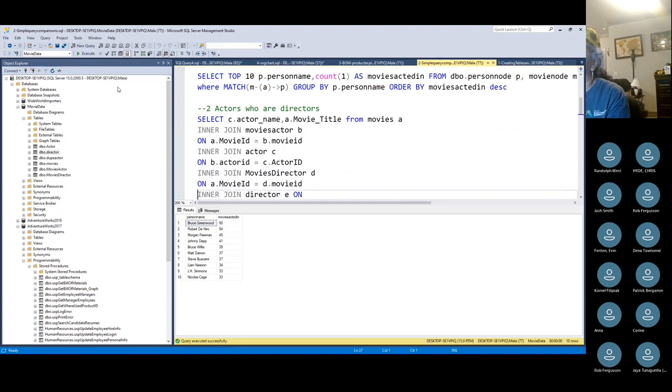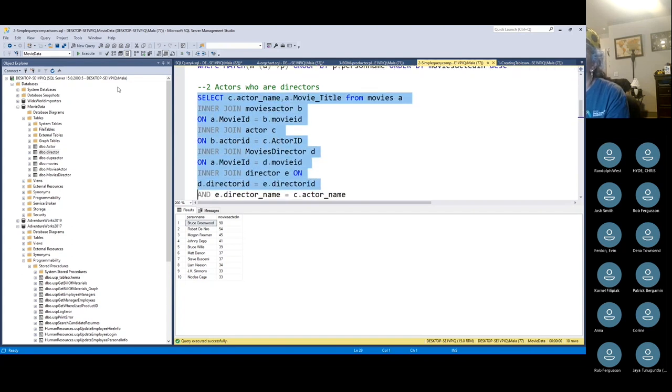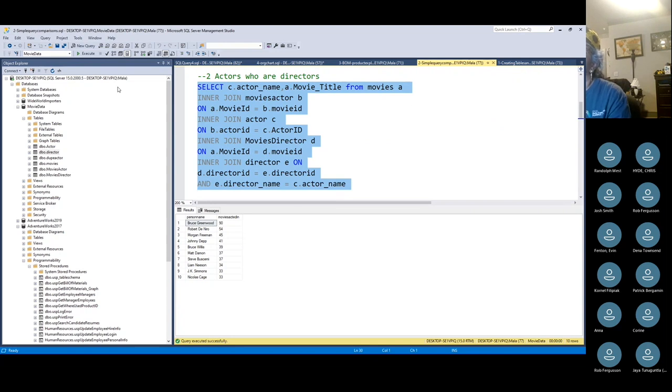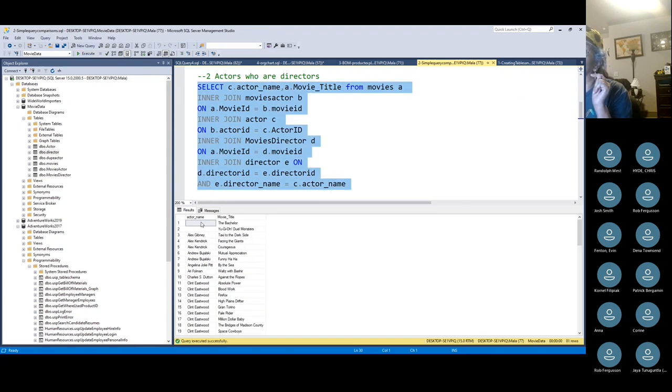So now we get a little bit deeper. You want to see all the actors who are directors. So I have to join all of this, right? Multiple joins like this. And you come up with join movies actor, join to the actor table, then movies director, director table, and then equate the two. So I'm constructing a number of joins here. Ignore the spaces, bad data. But otherwise, this is what it comes up with when you want to see actors who are directors.